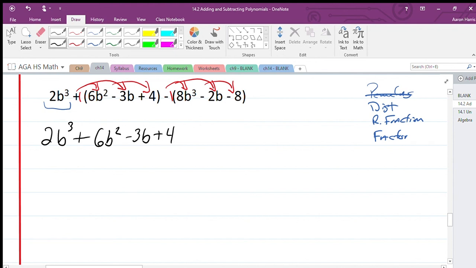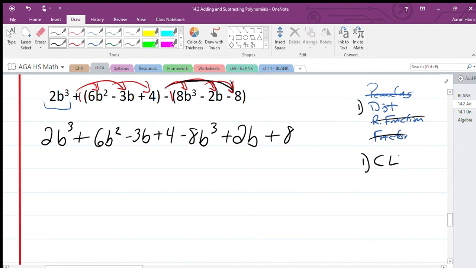Now here's where it switches. Negative 1 times a positive 8b cubed is a negative 8b cubed. Does that make sense? All right. A negative 1 times a negative 2b, a negative and a negative is a positive. So I get 2b. And then a negative 1 times a negative 8, negative and negative is a positive 8. So what are we able to do now? Nothing to do with fractions, nothing to do with factoring. So we are going to combine like terms.